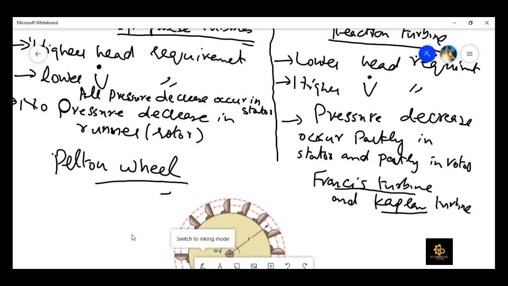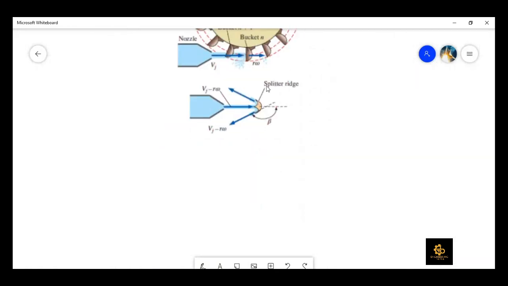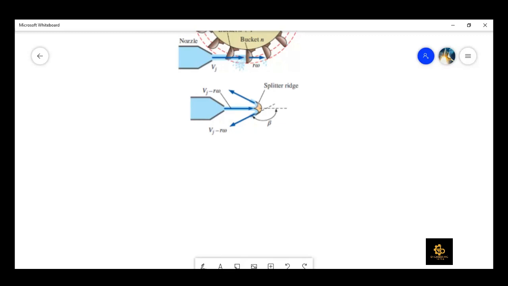Now, with this introduction, the pattern we discussed in the last class, we are going to discuss reaction turbines. For the reaction turbines, the first type we can call the Francis turbine. If I can show you the figure, let me show you the figure here. Just a minute.